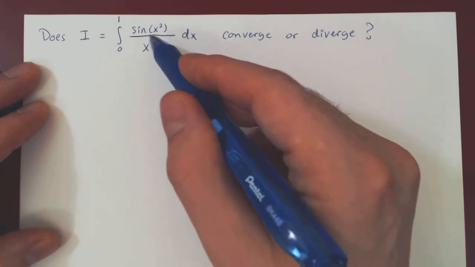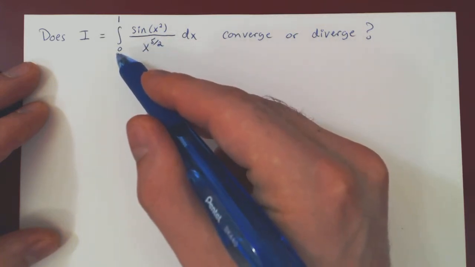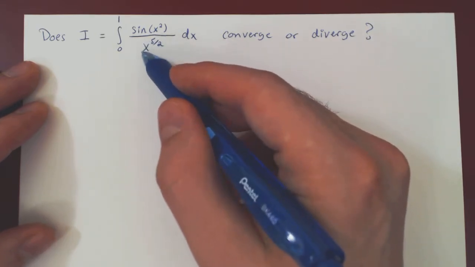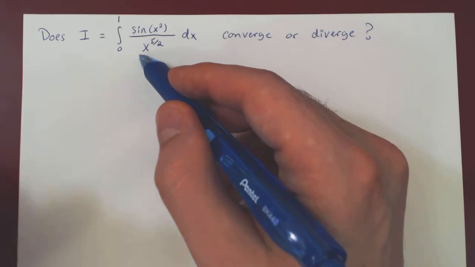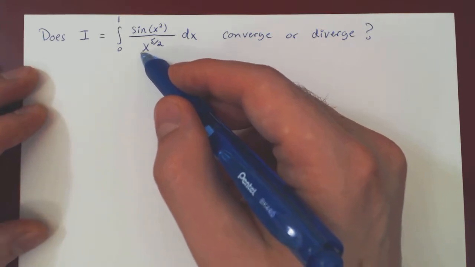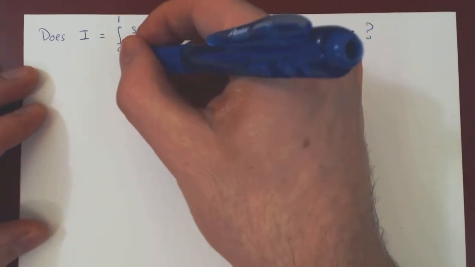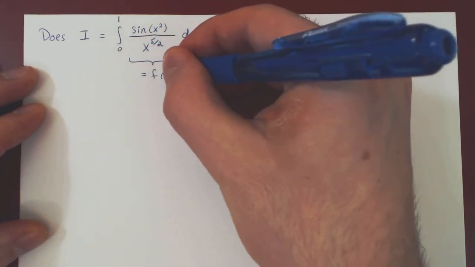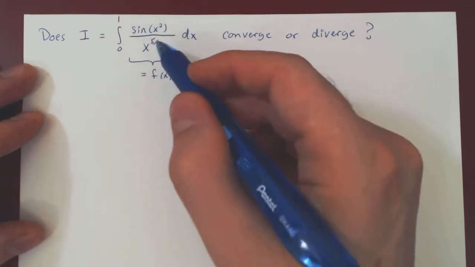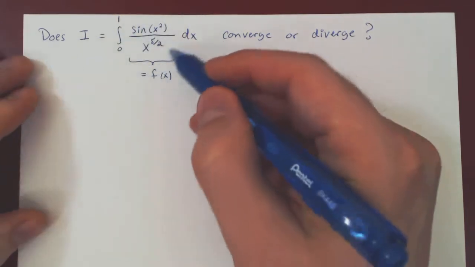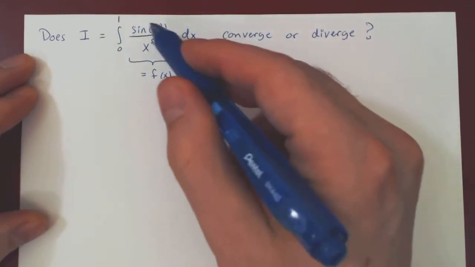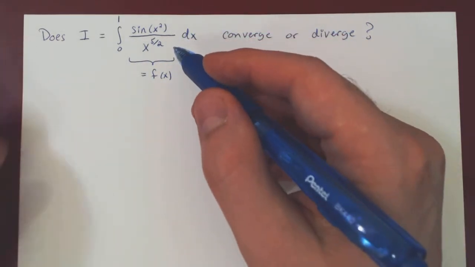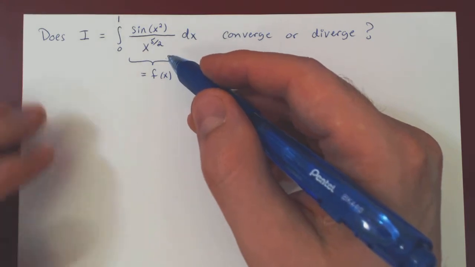Well, our discontinuity is fairly obvious. At 0, 0 to the 5 halves is 0, and we have a division by 0, which implies a discontinuity. Well, how do we proceed? We have our function f of x. Can we get a guess as to whether this improper integral will converge or diverge? And the answer is yes. We'll provide a heuristic argument, and then we'll provide a rigorous inequality.